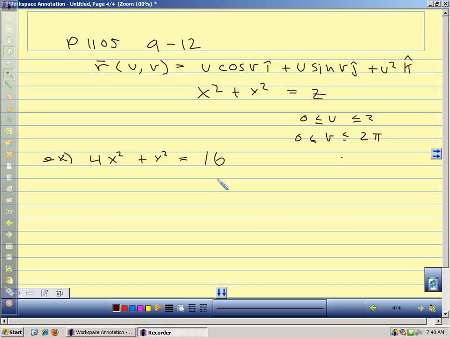And we want to express this as a parametric surface. So first, what kind of surface is this? An ellipsoid, right? So Danny says it's like this. So it's an elliptical cylinder, a cylinder with elliptical sides. To represent this as a parametric surface, I'm going to divide each side by 16. So I get x squared over 4 plus y squared over 16 equals 1.